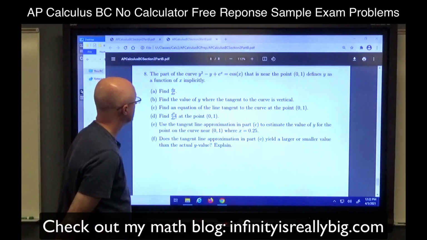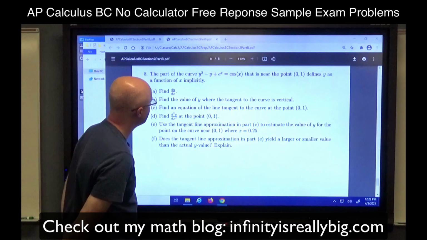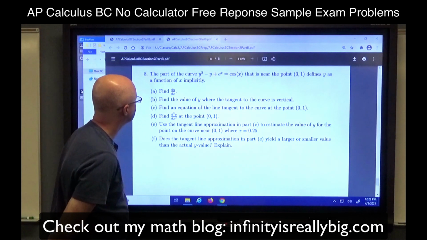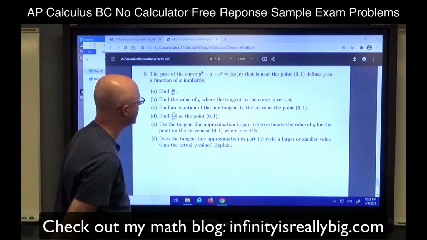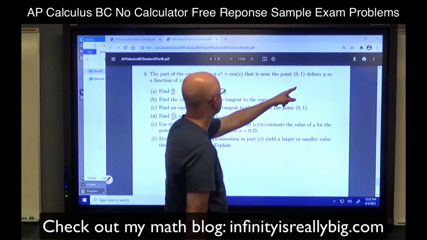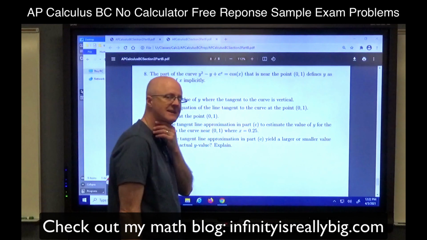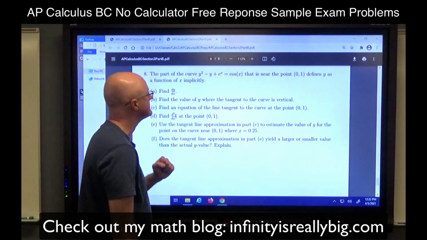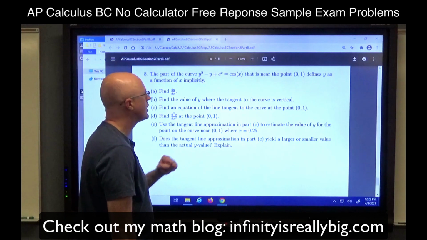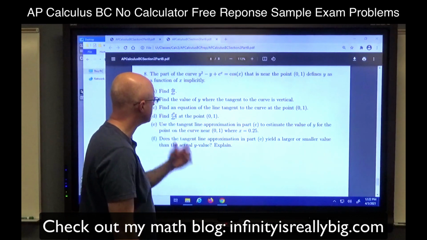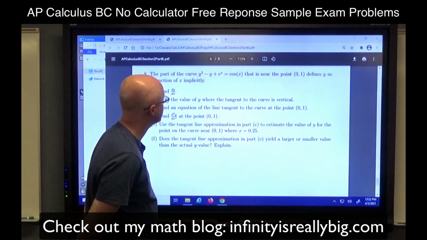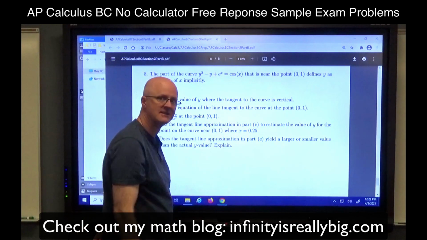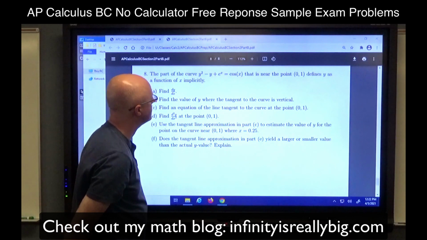Ever seen such a curve? y squared minus y plus e to the x equals cos x. The part of that curve near this point, x equals 0, y equals 1, defines y implicitly as a function of x, which means that little piece of the graph passes the vertical line test. Could you explicitly solve for y as a function of x? You actually could here. You could use the quadratic formula after subtracting cos x from both sides and thinking of x as fixed.